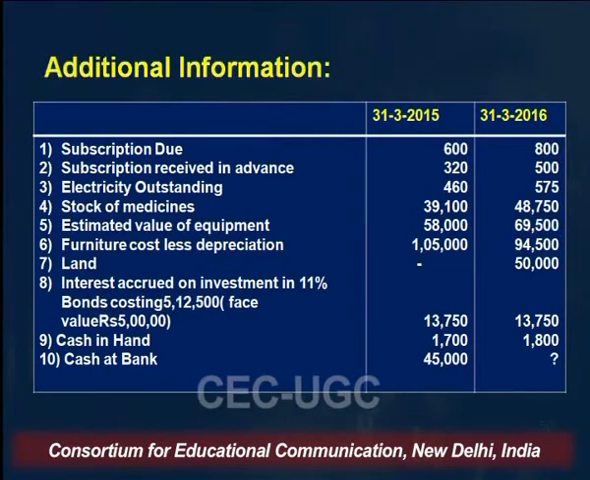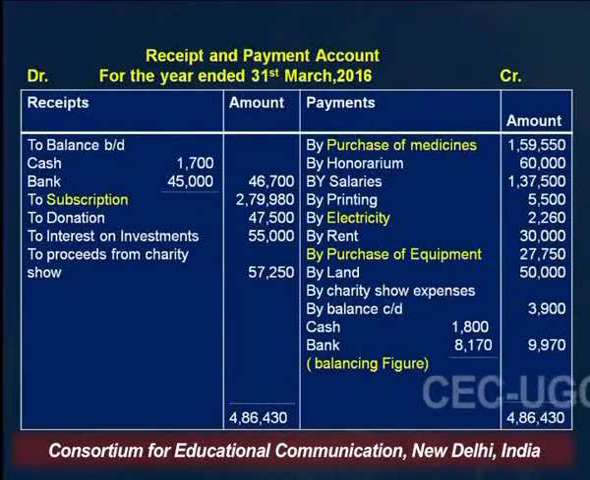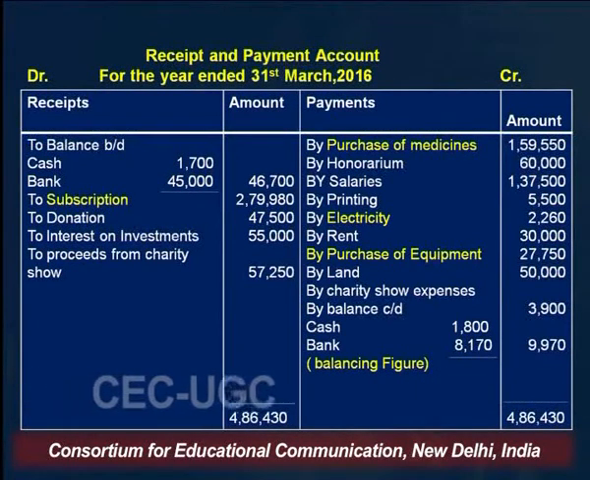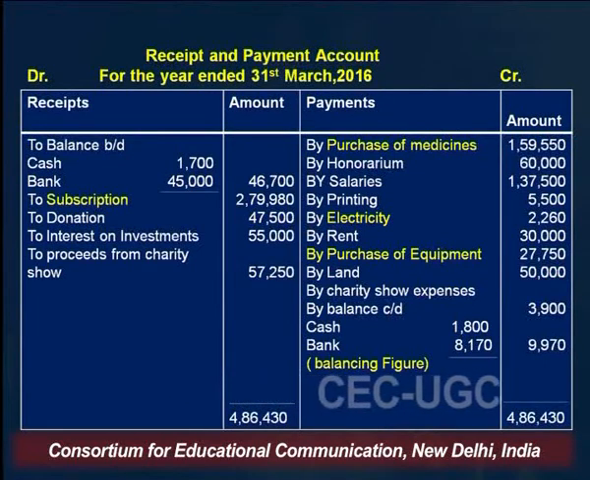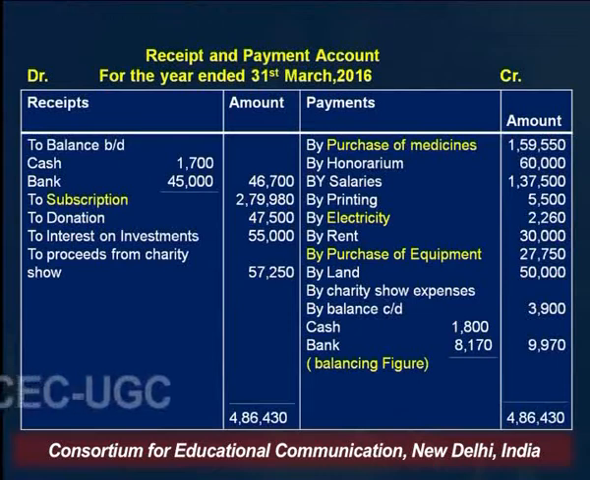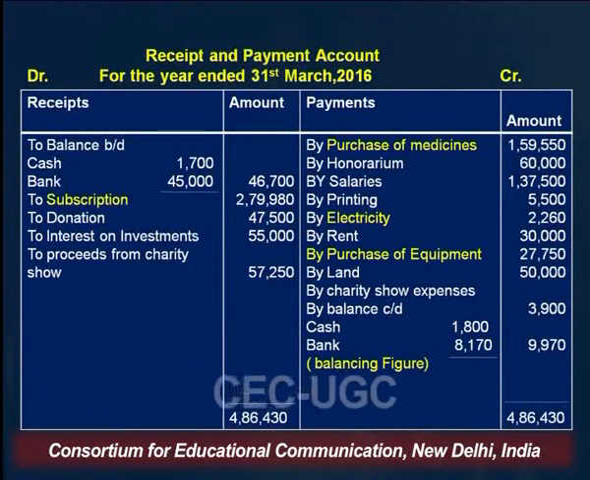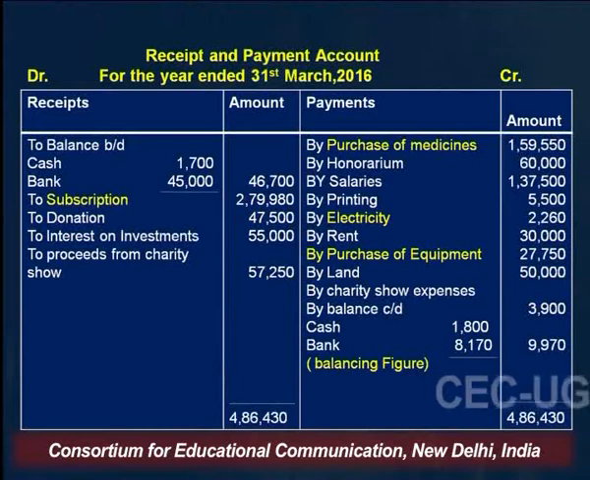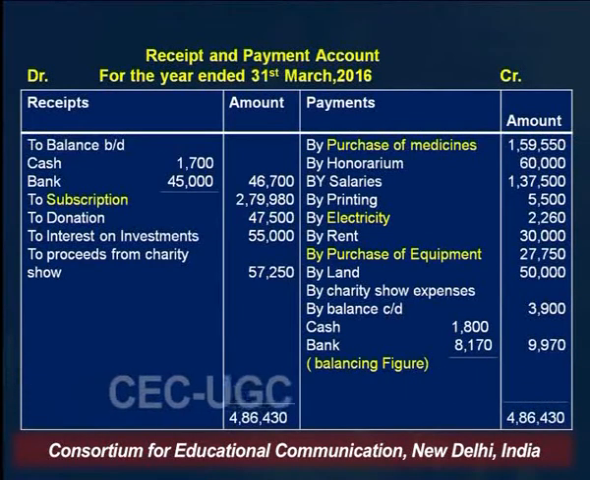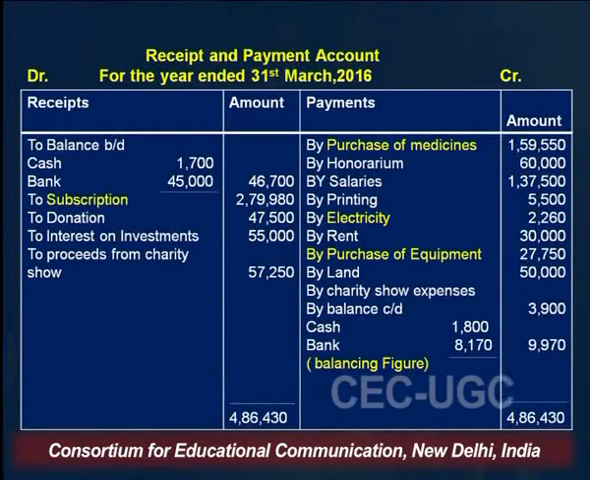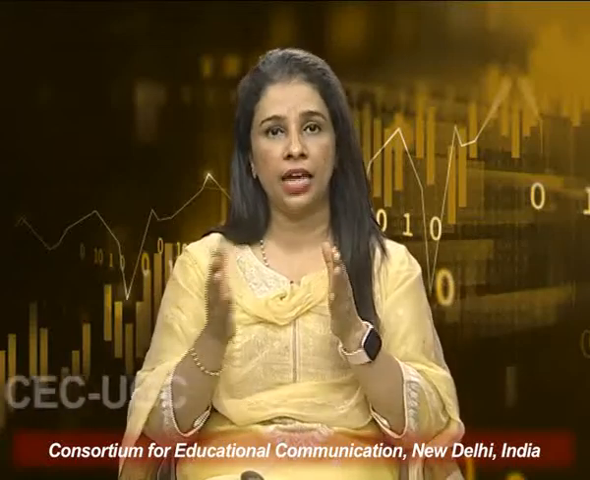So let's begin with the preparation of the receipt and payment account with this given information. What was given in the question? The income and expenditure account along with the additional information. Now we have to prepare the receipt and payment account. While preparing it, we have to consider all the features of the receipt and payment account, which records any type of receipts and any type of payments. That means whether they are capital in nature or revenue in nature, whether they belong to the current year or the previous or next year, they are to be recorded in the receipt and payment account.